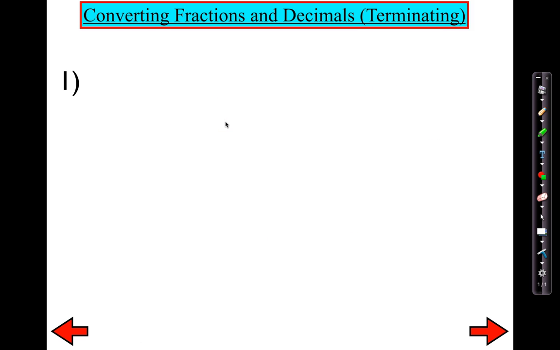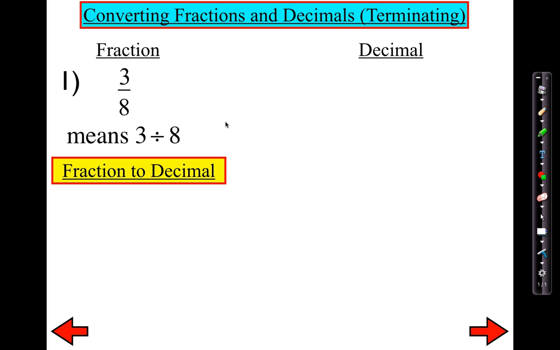Okay, we're going to first convert fractions to decimals that are terminating. So here, if we're given 3/8, what does this mean? Well, it means 3 divided by 8, so that's exactly what I'm going to do. First, before I do anything, I want to bring up that decimal. Can 8 go into 3? No. Can 8 go into 30? Yes, 3 times 24, leaving me with the remainder of 6.